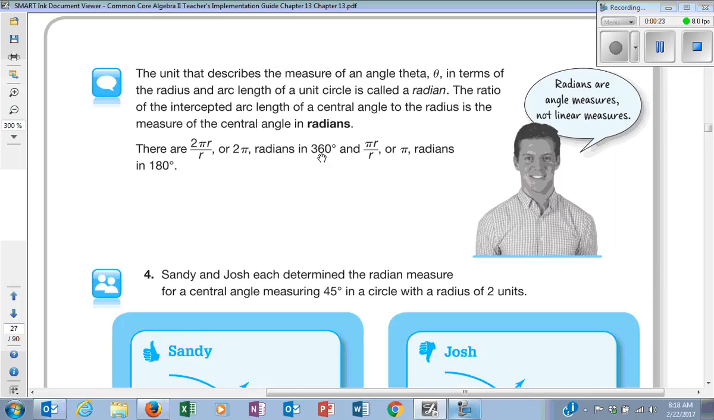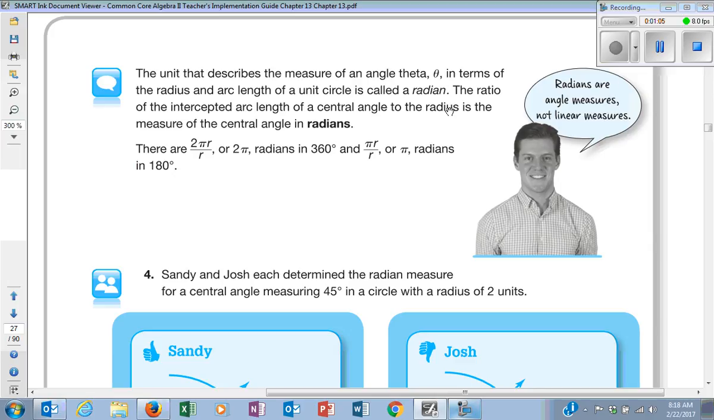What are radians? Radians are another way of measuring an angle. Look right here. Radians are angle measures, not linear measures. Linear means like if you're measuring the length of something. Radians are not to measure the length of a rope. It is to measure the angle that the rope is maybe placed at. Does everybody understand the difference? So if I said something is 90 degrees, today we're going to learn how to change it into radians instead of degrees.